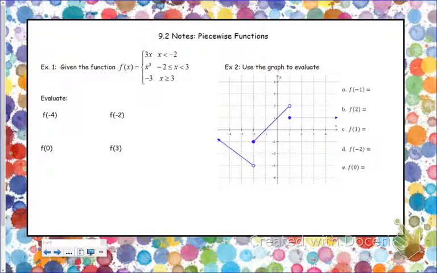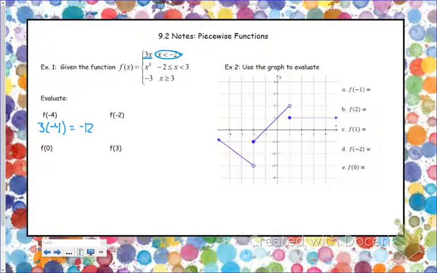So the first thing we're going to do is we're just going to evaluate it. Okay, so if I want to evaluate f of -4, I need to figure out which of those 3 intervals makes the most sense. Well, -4 is going to be less than -2. So because that's the interval where that falls, I'm going to use the 3x function to evaluate it. I replace x with -4, and I get -12.